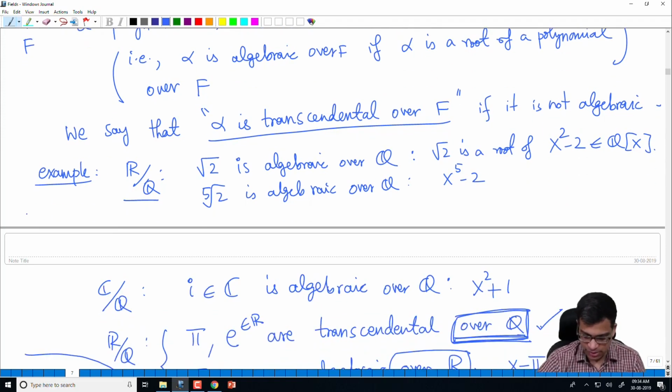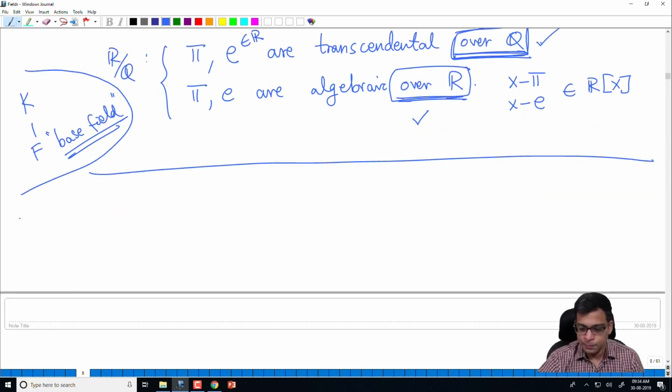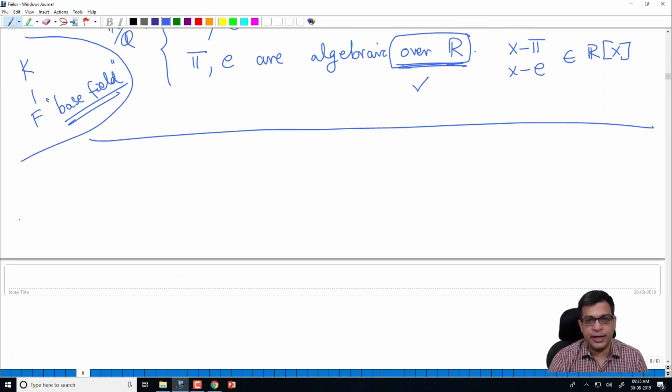Common examples are these. We have root 2, fifth root of 2, i, which are all algebraic over Q. Pi and e are not algebraic over Q. We are going to study now a more conceptual way of determining whether an element is algebraic or not. So let us start again with an arbitrary field extension.